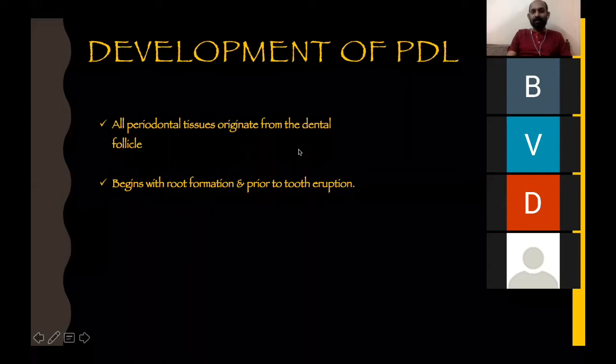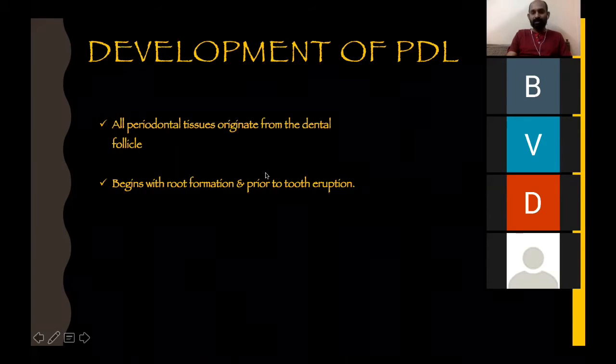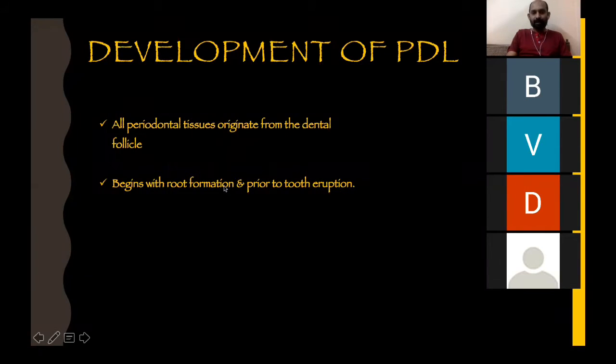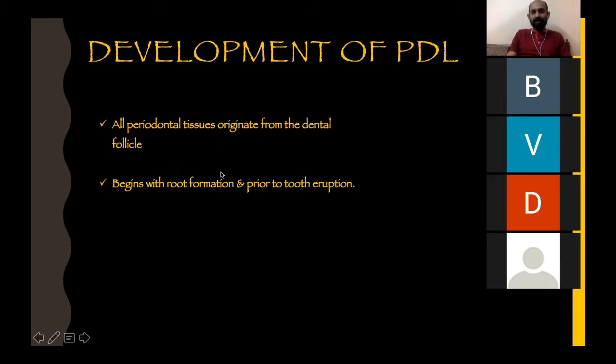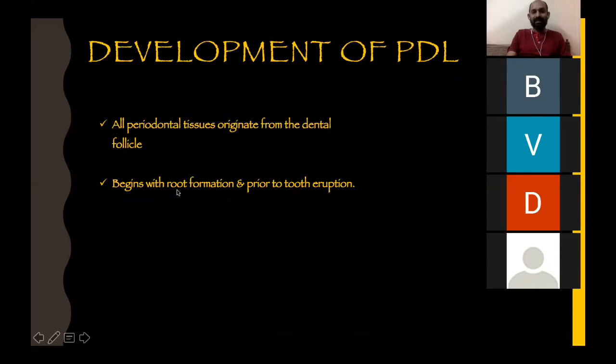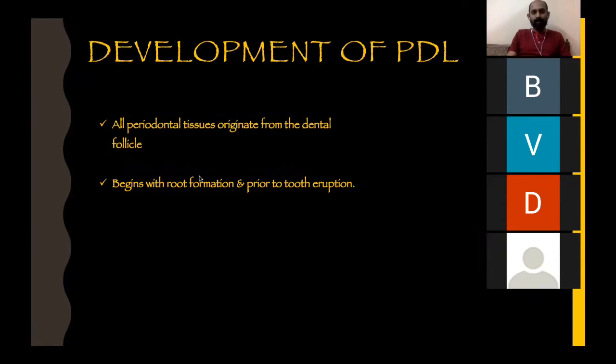And what is the timing of this periodontal ligament formation? We all know that the periodontal ligament arises from the dental follicle, but the timing is that it has to start when root formation occurs. So when the Hertwig's epithelial root sheath starts to form and the cementum starts to form, that is when the periodontal ligament has to form. So the timing of periodontal ligament formation would be consistent with root formation and before tooth eruption.